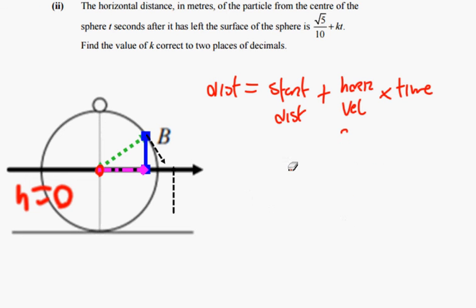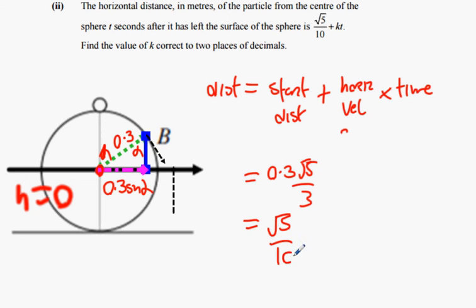So here's how we're going to do it. Start off with this. That was alpha. That makes that alpha. This is 0.3. That makes this 0.3 sine alpha. Starting distance, the pink line, is 0.3 sine alpha, which is 0.3 root 5 over 3. And what that's going to give me is root 5 over 10. That's the first part checked out and completed.